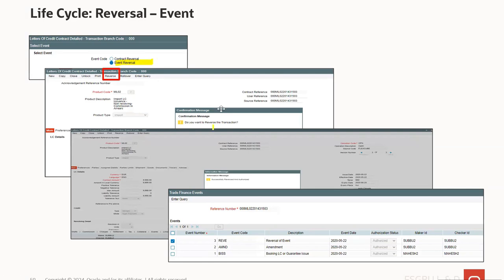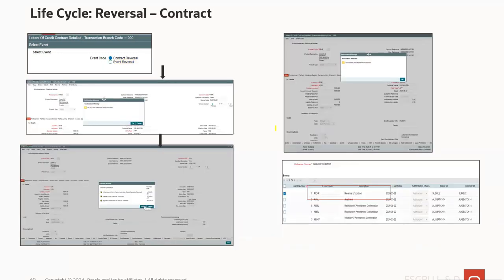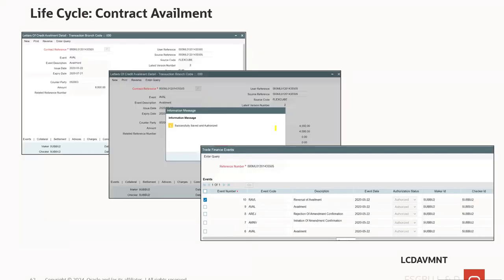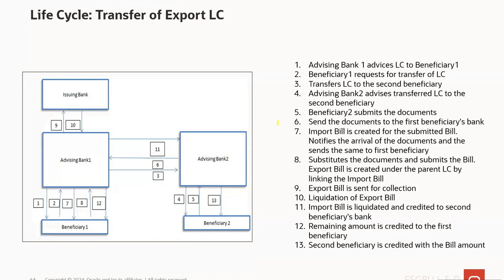Yes, is there something like revoking an LC? No, there is no revocation of LC. This is about wrong data capture by the user, which I'm trying to reverse, Chandra. Any questions? We can do a reversal of an event or a reversal of a contract. Availment, I don't get into.